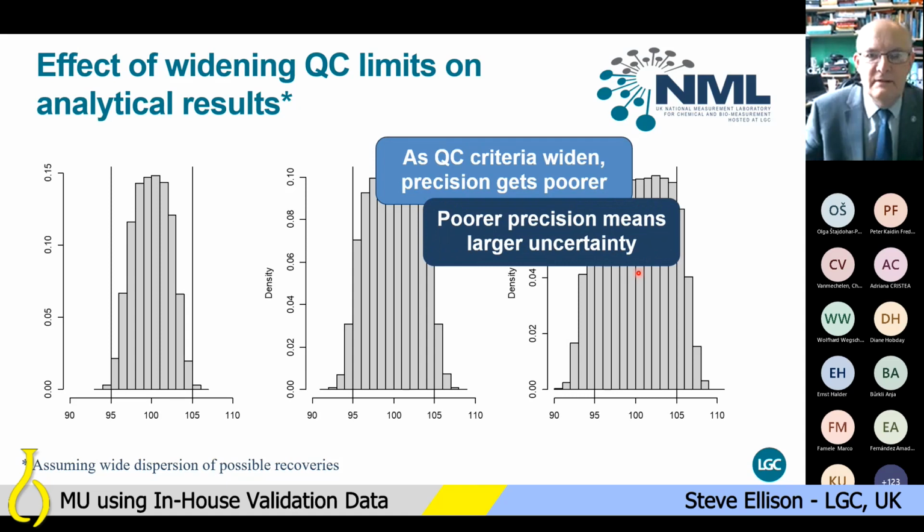Now, usually, poorer precision does mean larger uncertainty. If we saw 5% precision, we'd have a standard uncertainty of 5% for random effects. If we saw 10% precision, we'd put in a precision component of uncertainty of 10%.